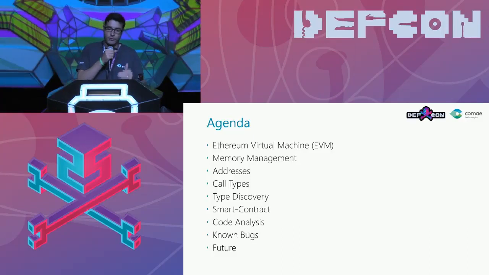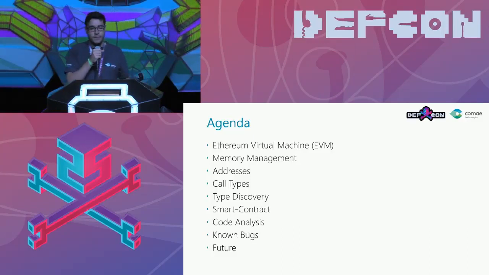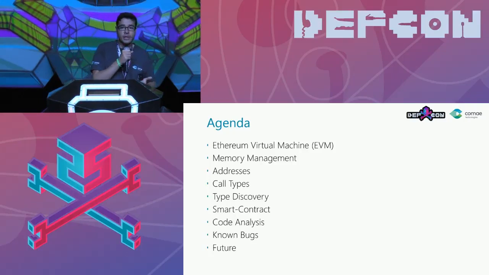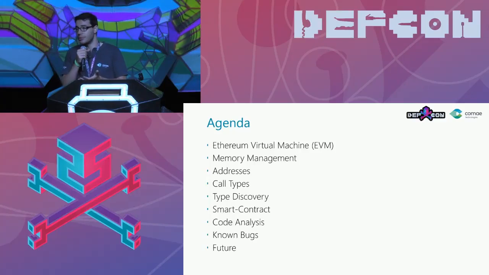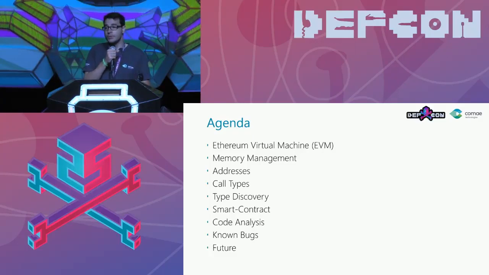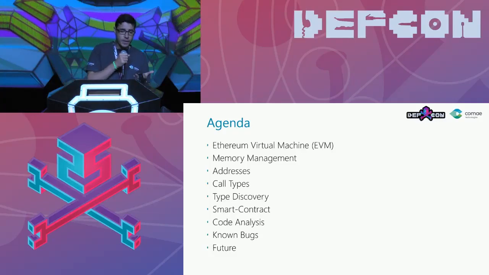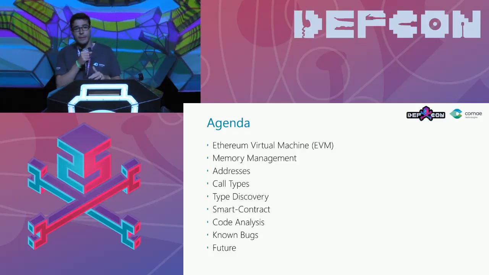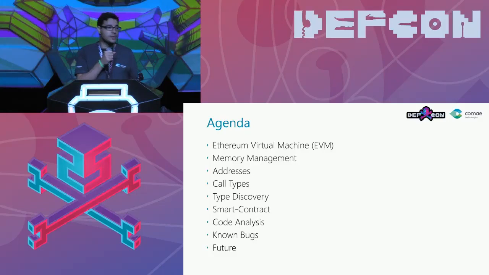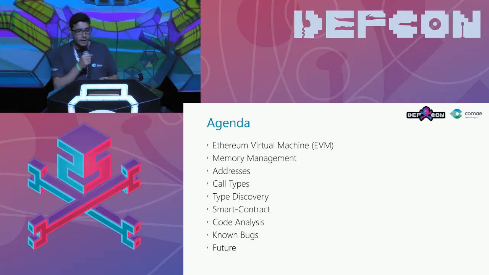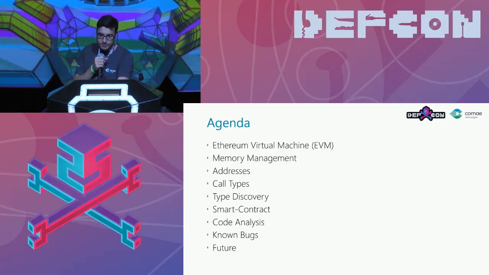Here is a short overview of what we're going to be talking about today. We're going to be talking about the EVM, its memory management, and how we can do type discovery, which is important especially with static analysis, but also if you're building a decompiler. Then how it can be used for static and dynamic analysis, the classes of bugs that we know so far, and what to expect in the future.